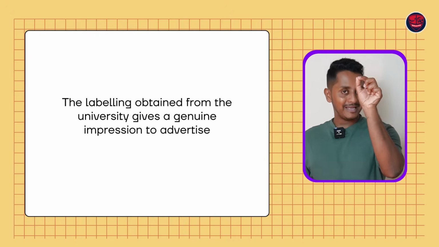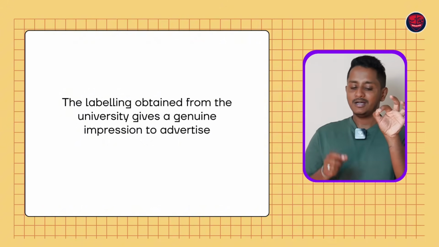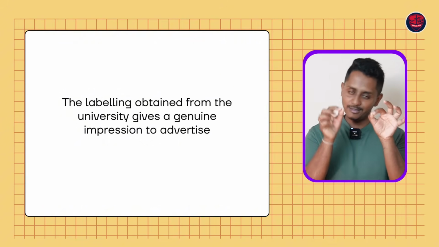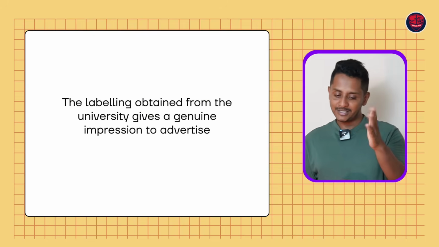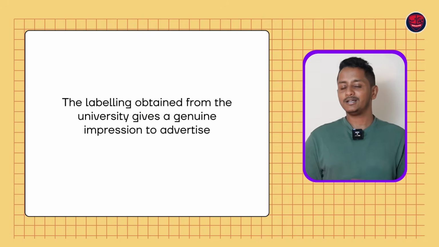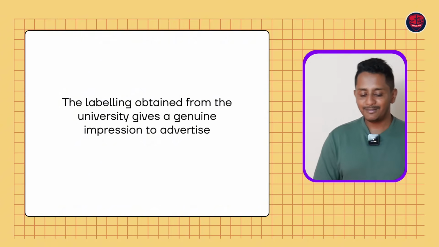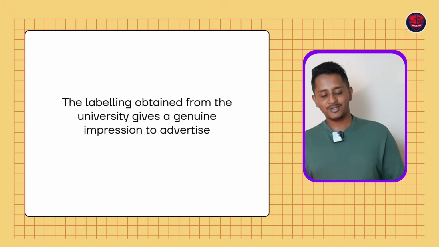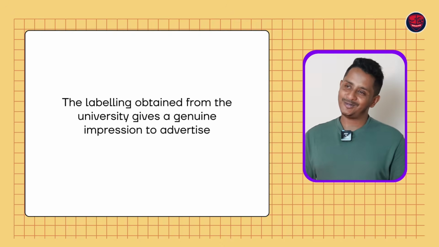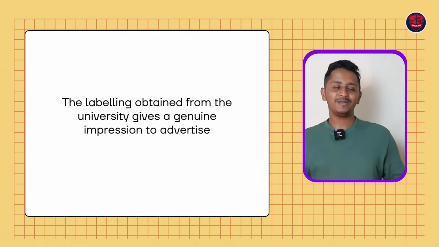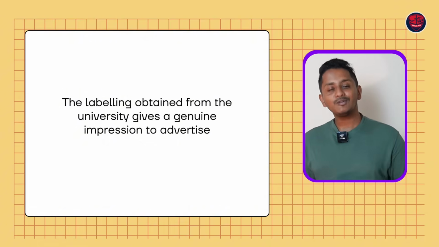Now the labeling obtained, after obtained there is a small pause. From the university, small pause was there. The labeling obtained from the university, there were 2 small pauses and Mr. Butterball started speaking. The labeling obtained from the university gives a genuine impression to advertise. Now the marks will go down because this is not the natural way of speech and this is not the way software gave you the audio.